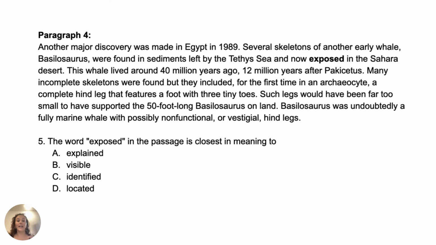And now the fossils are exposed. I'm going to predict that exposed means that now you can see them because the sea is no longer there. Which of the answer choices fits with that prediction? How about visible? Then we're going to try it out in our sentence to make sure it sounds right. Several skeletons of another early whale were found in sediments left by the sea and now visible in the desert. And yes, that's the correct answer.